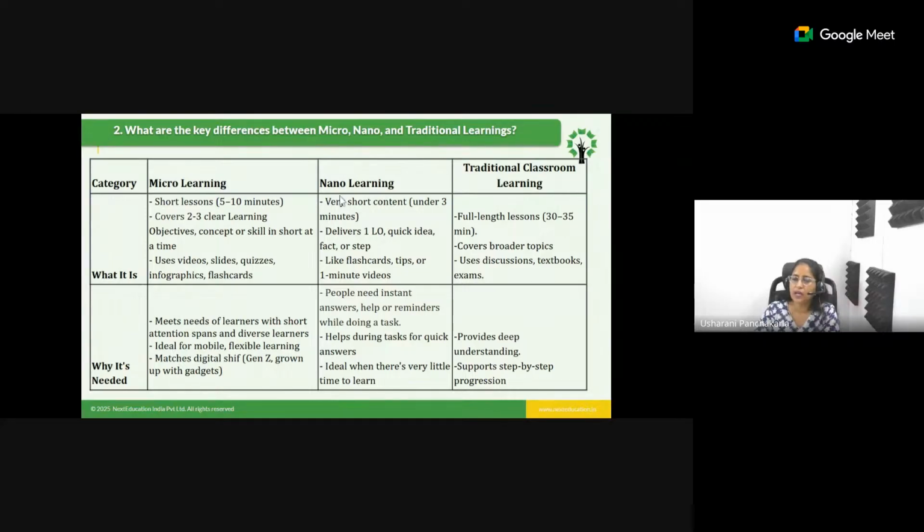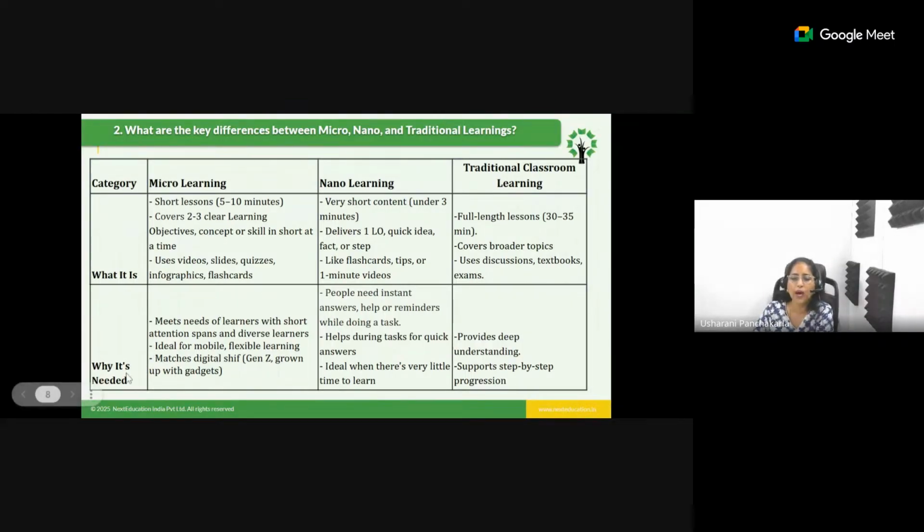Now coming to nano learning, these are very short content, less than 3 minutes, and it delivers one learning objective, a quick idea, a fact or a step. So here it can be flashcards, tips, or a 1 minute video. It only depends here; the same videos and multimedia content can be used, but the time matters. Now coming to the traditional classroom learning, it is a full length lesson, say a 35-minute session, covering broader topics. Here they use mostly oral discussions, which we call the lecture method, textbooks and exams.